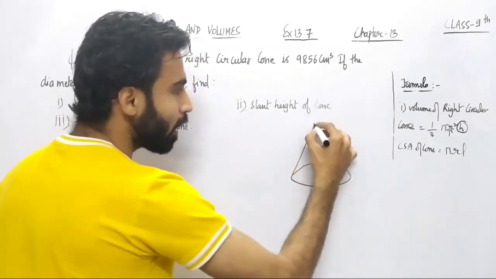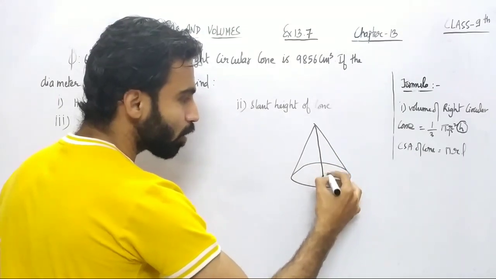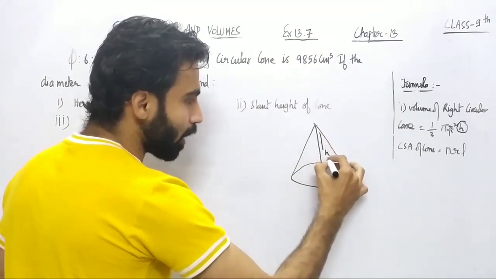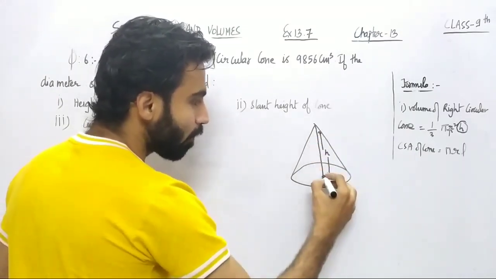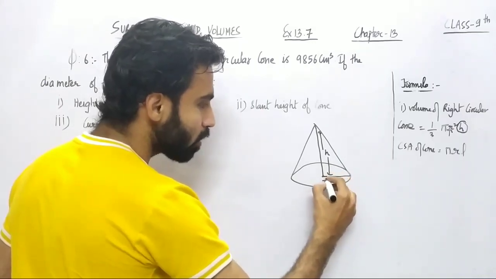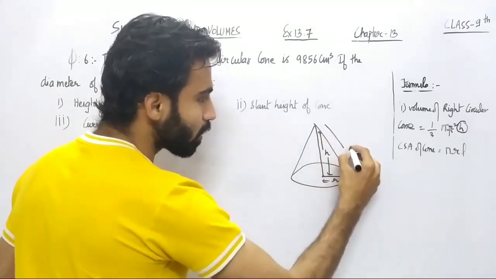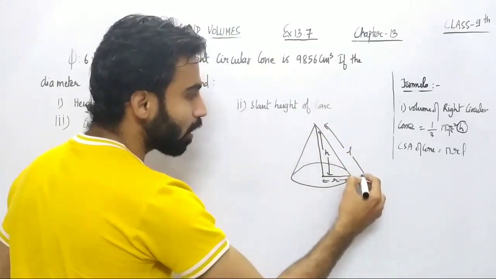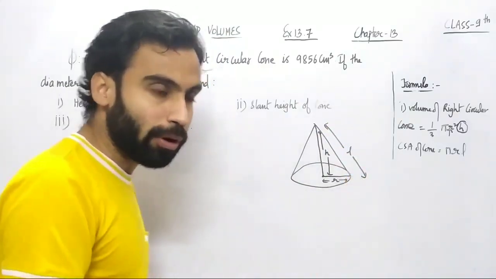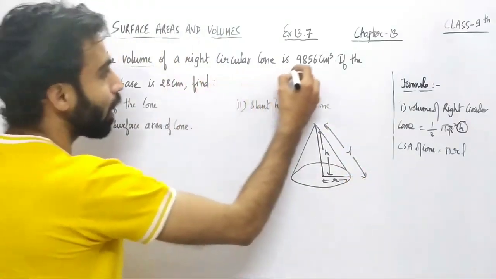So first of all we know, let me draw the dimensions. So what is this? This is the height of the cone, right? So this is the height. Then we know this is the base radius and this is the slant height, right? So these are the dimensions of a right circular cone. Now first of all, what is given here? The volume.